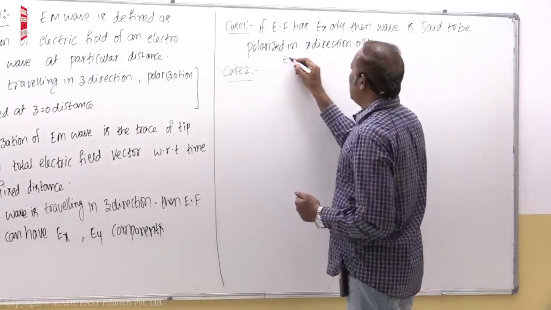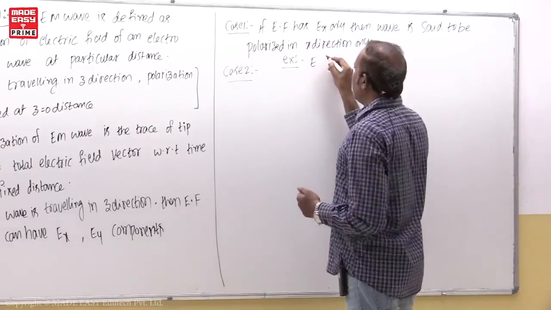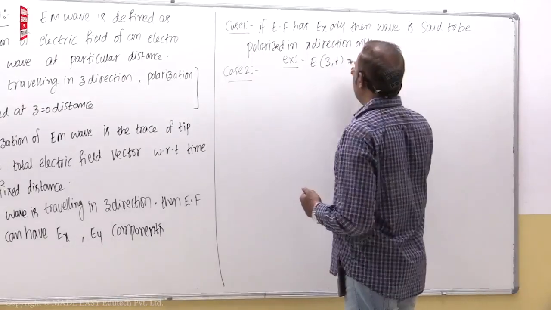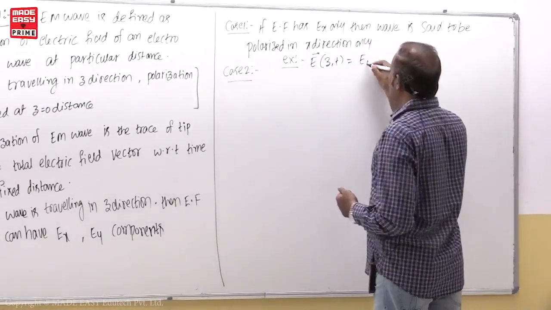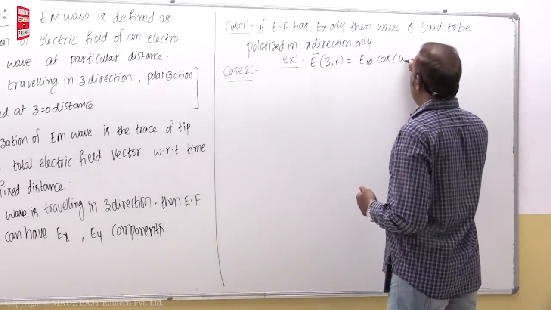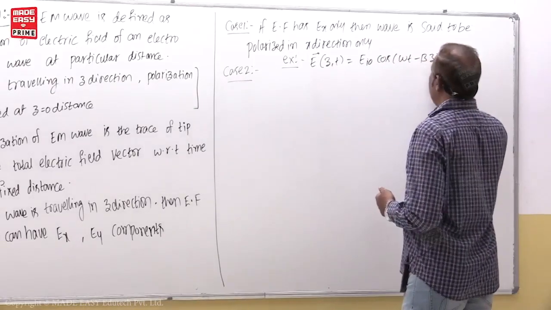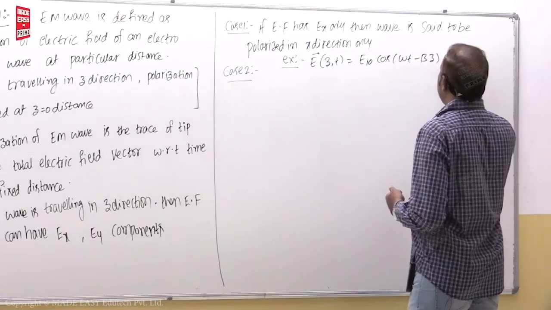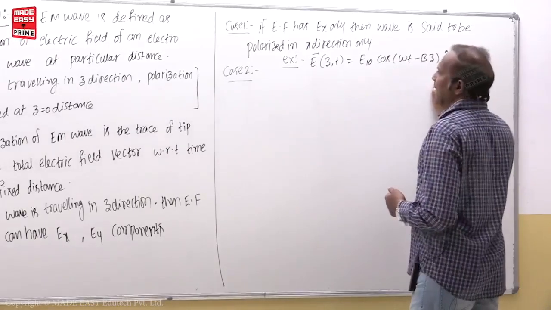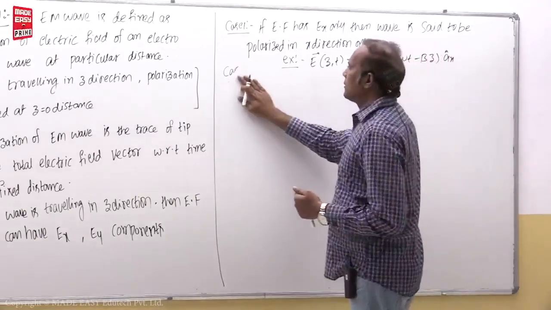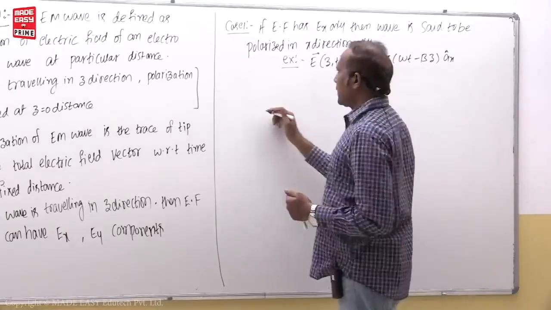Then example: electric field is equal to E0 cos(omega t minus beta z) a_x cap. Now the electric field has only x component. So now the wave is said to be polarized in x direction.